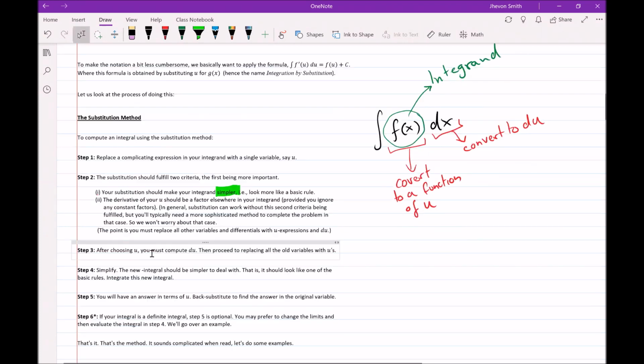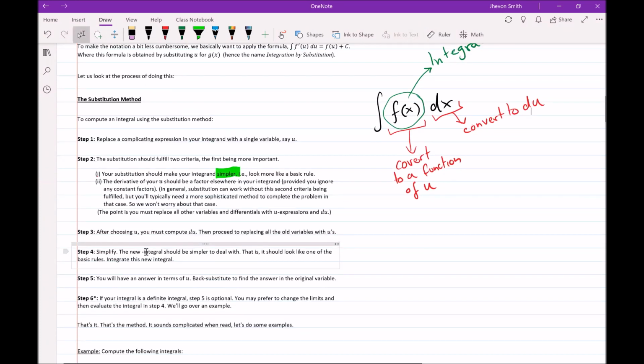Now, you'll get a new integral, okay? So the new integral should be simpler, and it's simpler in the sense that it would look like a basic rule. So when I say simpler, simpler has a very specific meaning here. Simpler means looks like a basic rule.